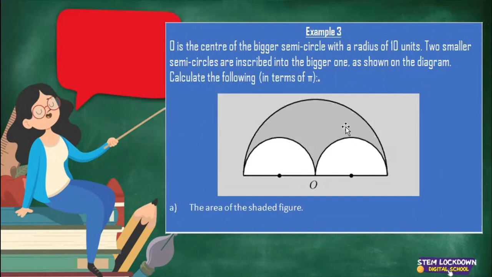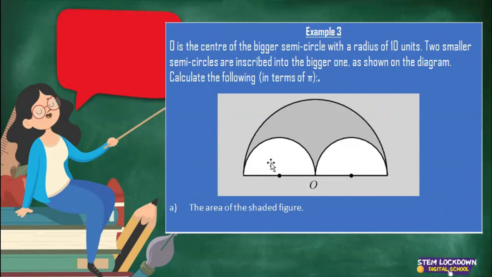Find the area of the shaded figure. How do you find the area of the shaded figure? We need to subtract the area of the two smaller semicircles from the big semicircle.